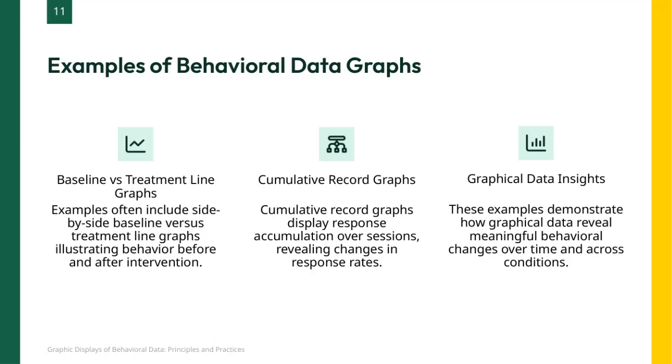Here we see some common examples of behavioral data graphs. First, baseline versus treatment line graphs are frequently used to compare behavior before and after an intervention, presenting a clear visual of how the treatment impacted behavior over time. Next, cumulative record graphs show the accumulation of responses across sessions, which helps us observe changes in response rates in a continuous and detailed manner. Together, these graphical examples highlight how data visualization can uncover meaningful shifts in behavior, making it easier to interpret changes across different conditions and time periods.